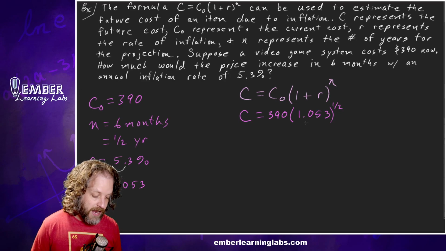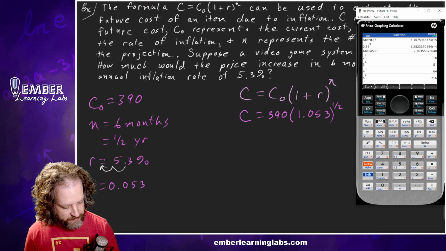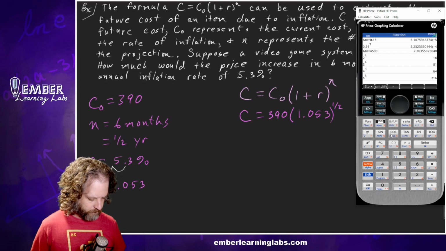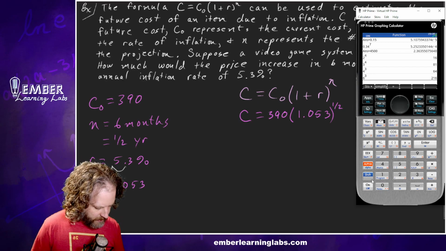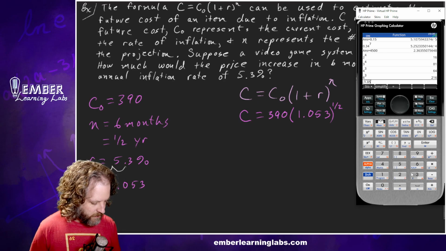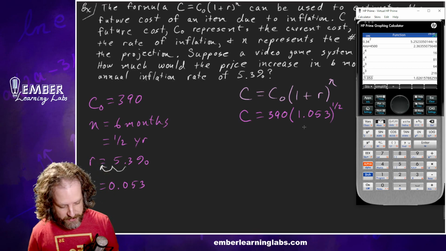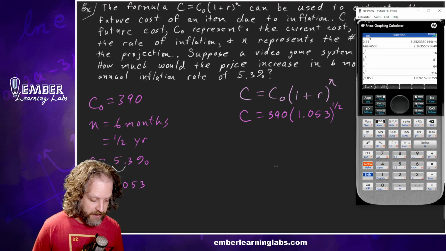So this to the 1/2, which would be the square root of that, right? That's why this problem exists in this lesson. So we can put in the square root of 1.053, enter. You could also put 1.053 to the 1/2 in most calculators. But we have that, and I'm going to leave that in my calculator, right?